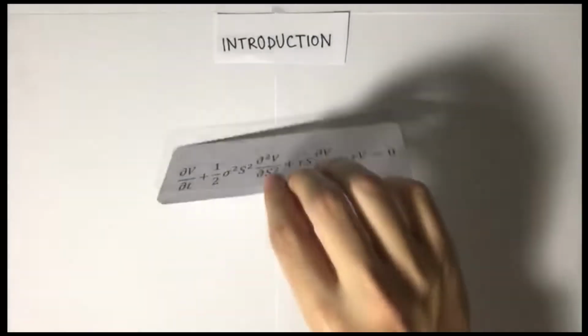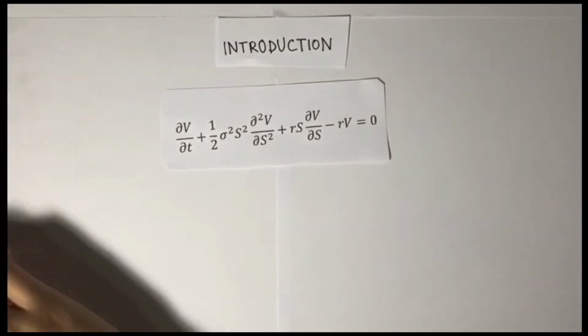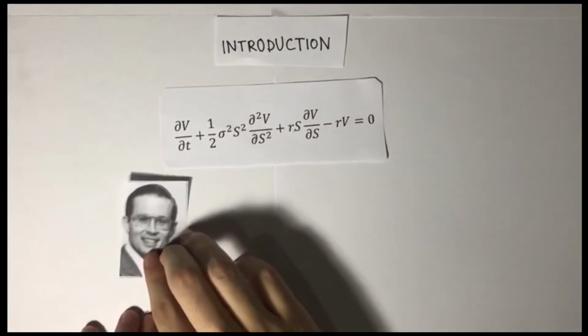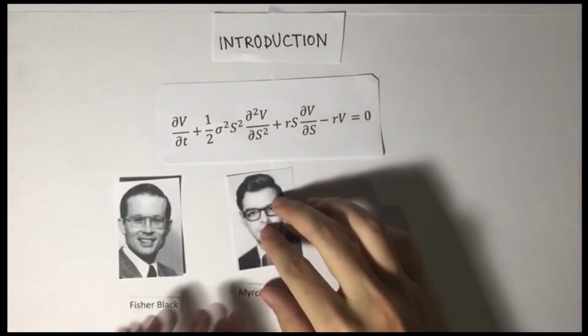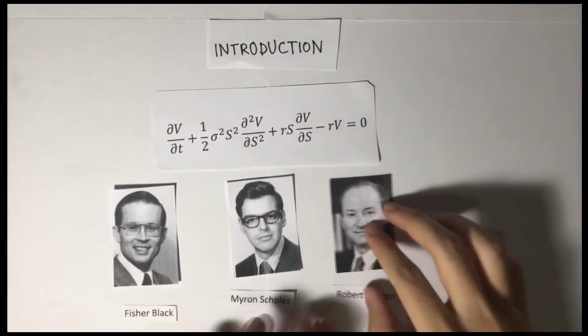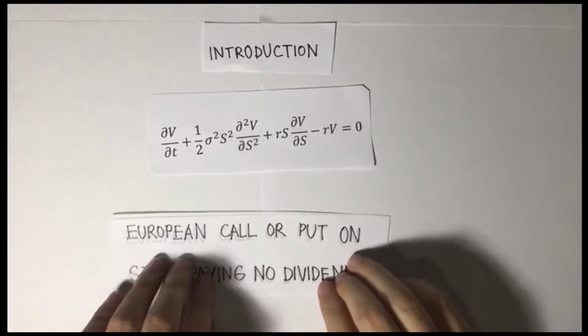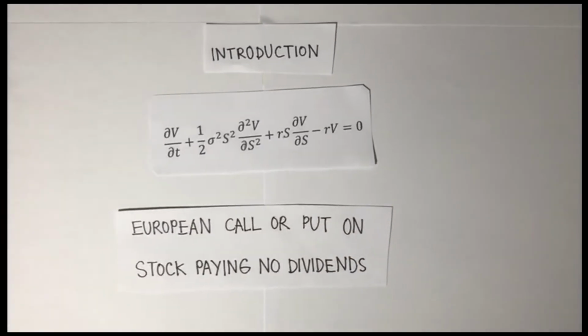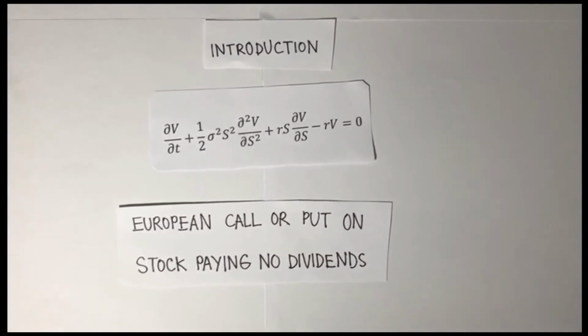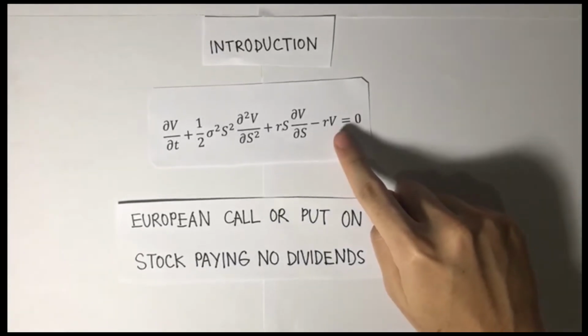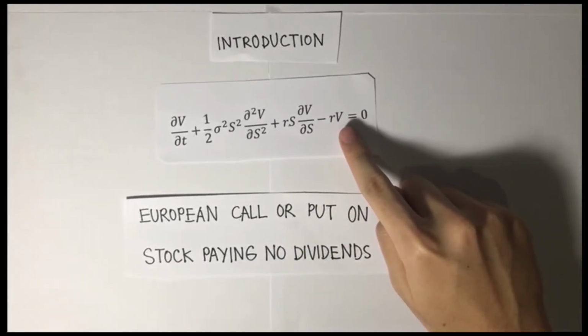What is the Black-Scholes equation? It's a partial differential equation developed by three genius economists: Fischer Black, Myron Scholes, and Robert Merton. This equation is used to price a European call or put option on an underlying stock paying no dividends. As you can see from this equation, V is the price of the option as a function of time and stock price.